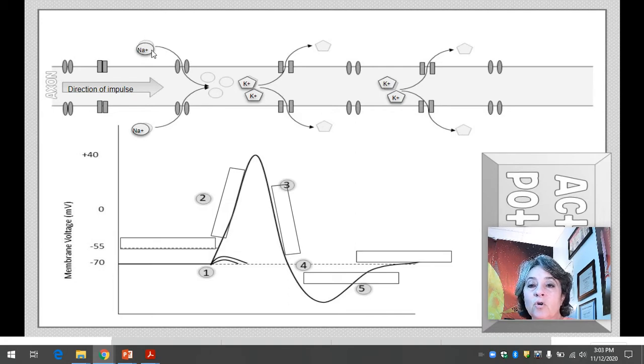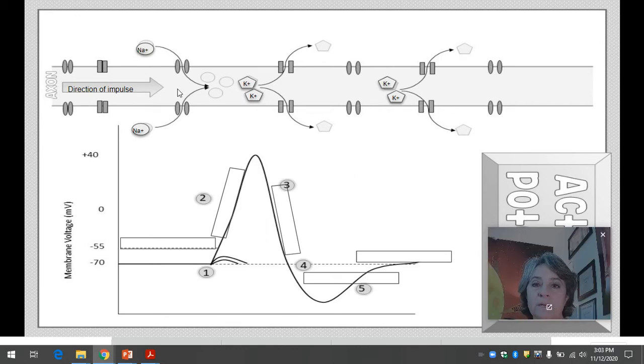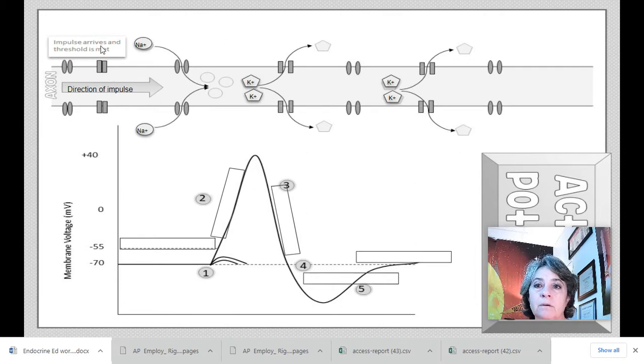Normally you have a lot of sodium on the outside of the axon, the outside of the membrane, and the potassium is real high on the inside of the membrane. So what happens when an impulse arrives? It has to get to a certain point. That's what the threshold is. But once you meet the minimum, the threshold, then the impulse can travel on down the membrane.